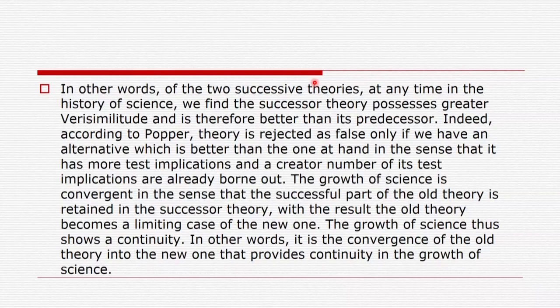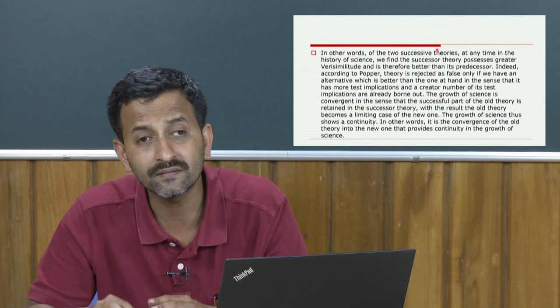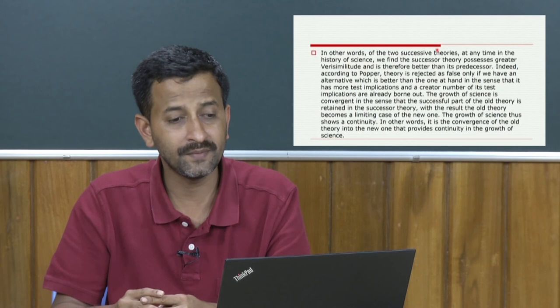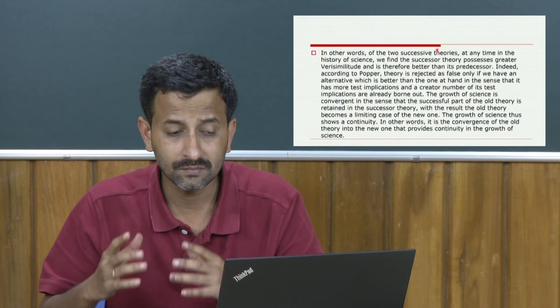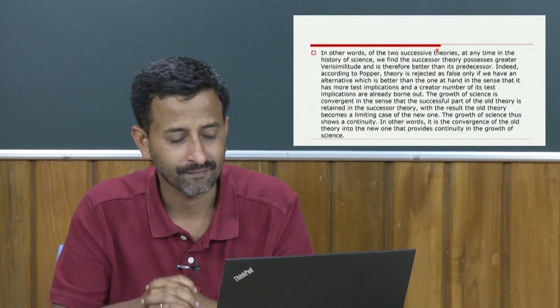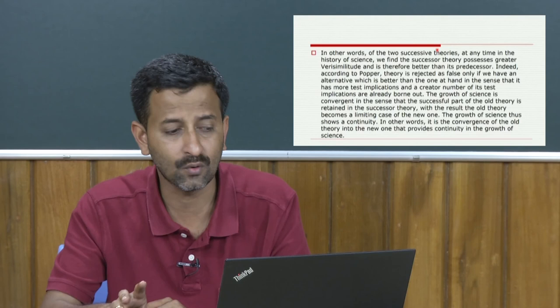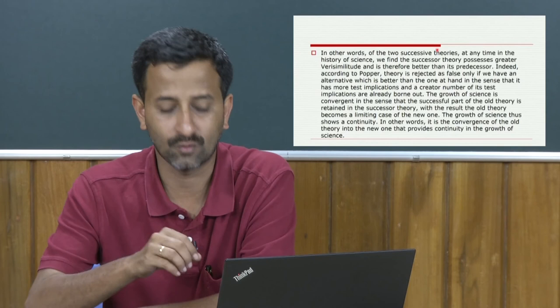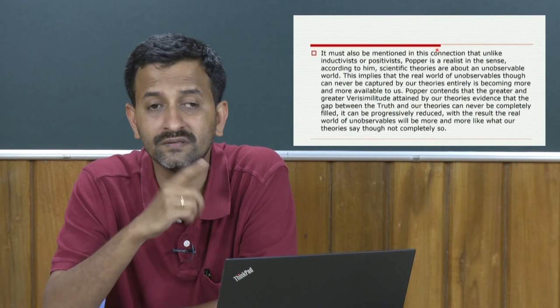continuity from a theory to a better theory. Even when we get to know another better theory, the better theory itself, which is very close to the truth, I mean which possesses greater verisimilitude, must constitute the elements of continuity. In other words, it is the convergence of the old theory into the new one that provides continuity in the growth of science, according to Popper. It is the convergence of the old one with the new one.